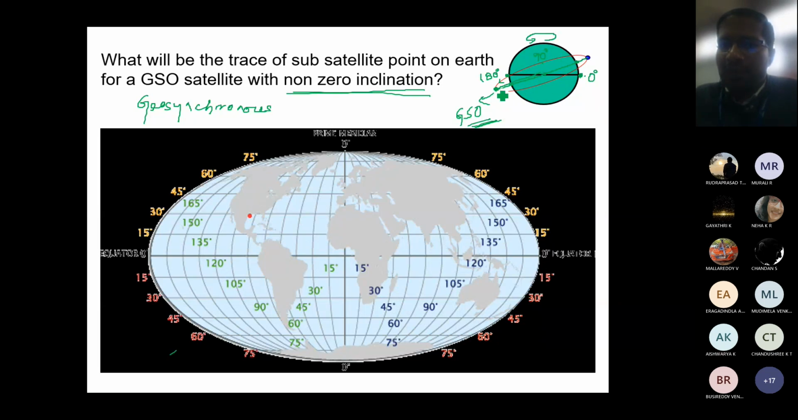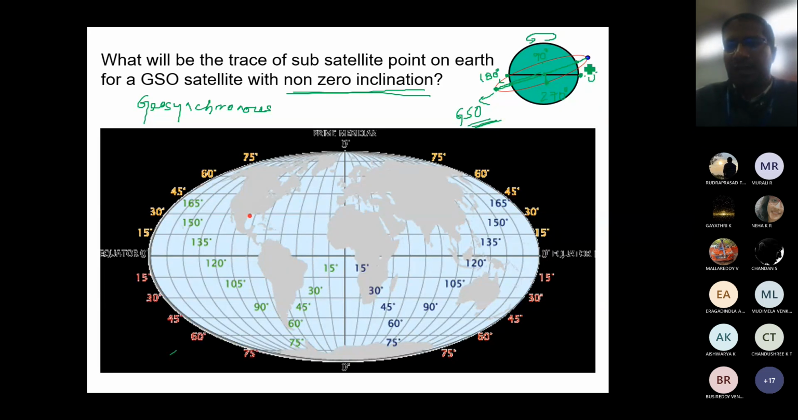After 180 degrees plus 90, it will be 270 degrees. So after 270-degree rotation, the satellite will come here. So this is the 270-degree rotation. The satellite will come here and the sub-satellite point will be here. So that means this particular point is lying on the equatorial plane.